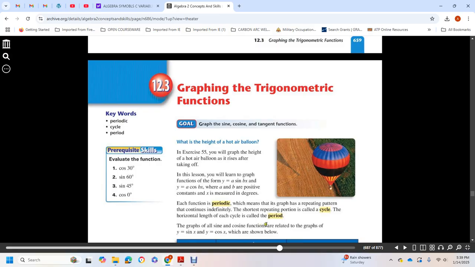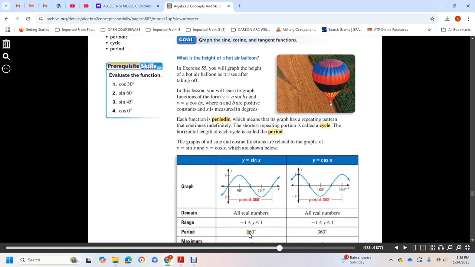The graphs of all sine and cosine functions are related to the graphs of y equals sine x and y equals cosine x, which are shown below.